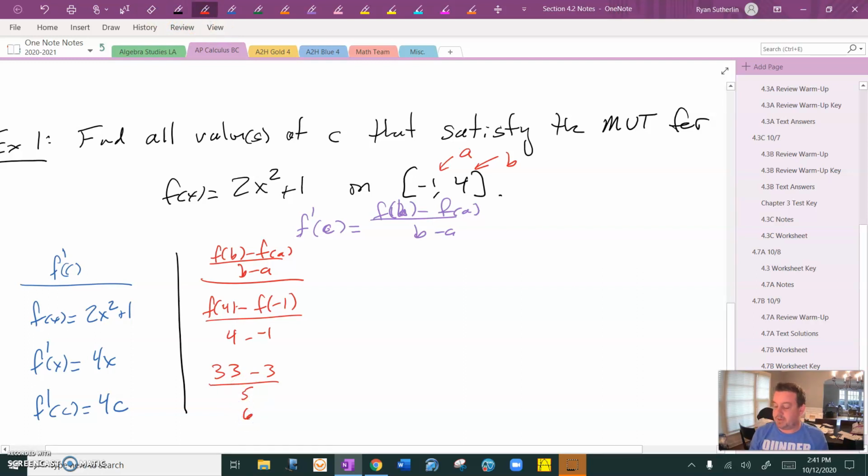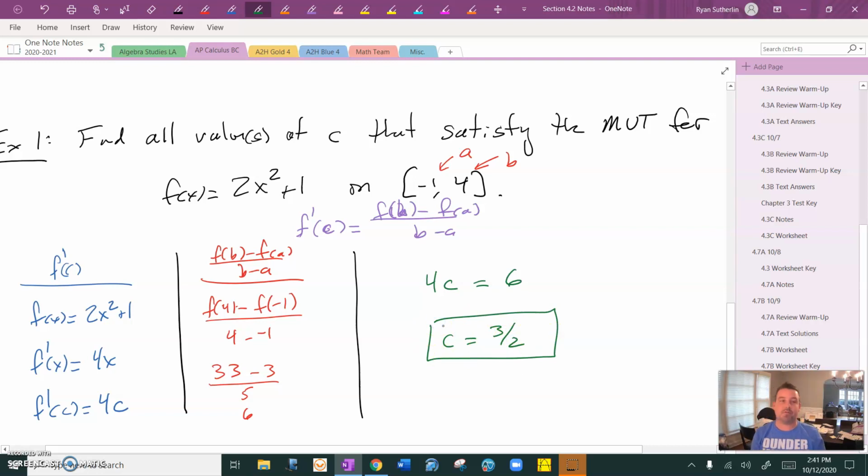And the average rate of change then is 6. And so now all we have to do is find what value of c makes the instantaneous equal to average. And that point is going to be when c is 1.5, or the x value is 1.5.